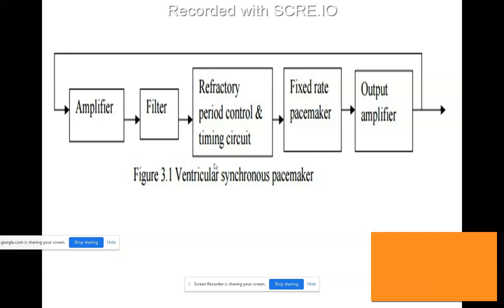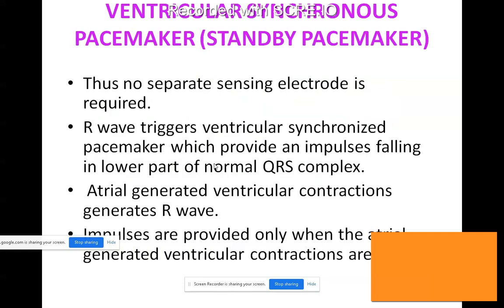Here you will be having amplifier circuit, filter circuit, refractory period control and timing circuit. This is the timing and control circuit. Then the fixed rate pacemaker and then the output amplifier. So there are two amplifiers, one at the start and another at the end, and then the filter, the control and timing circuit, and another one is the pacemaker, that is the pulse generator. Here you will not be having a separate sensing electrode.